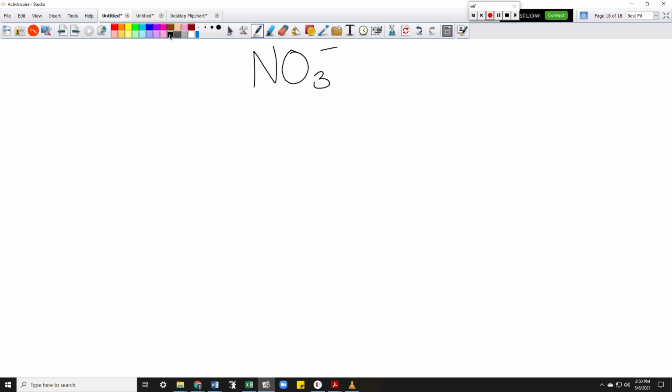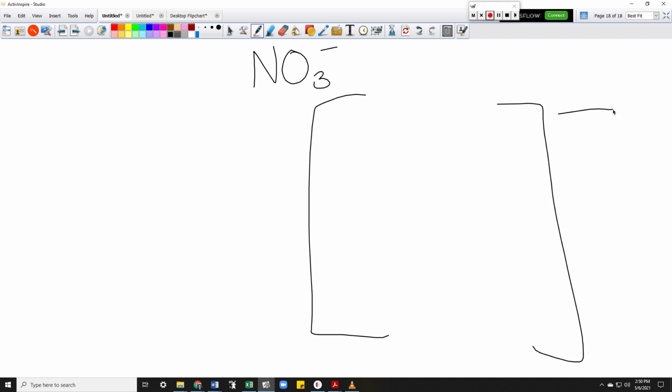So before you do anything, that's the first thing you need to do. Draw the brackets, put the charge on the outside, and draw this thing inside of it. If you draw the structure inside perfect, do you get full credit? No. All ions have to have brackets. Are we drawing the structure? Yes, we're going to draw the structure inside of it.